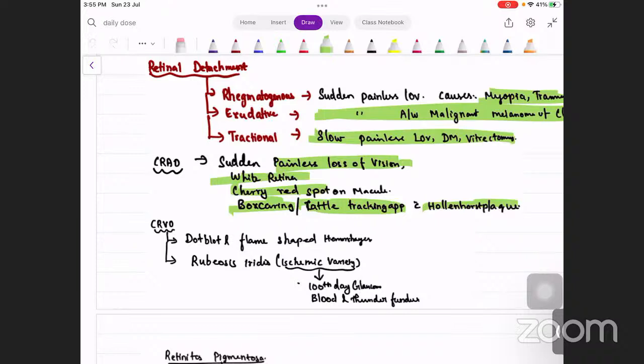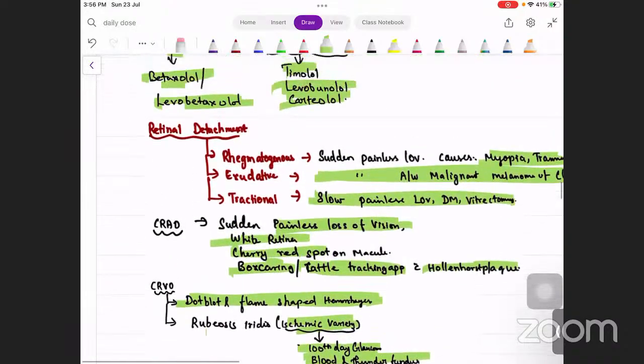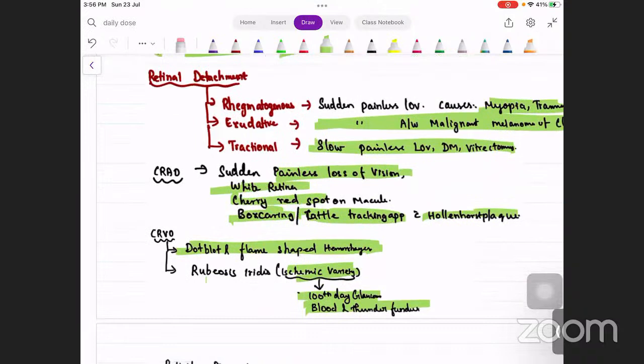Okay, then you have CRVO. Dot-blot or flame-shaped hemorrhage you may see with CRVO. And rubeosis iridis you may see in the ischemic variety, especially 100-day glaucoma and blood and thunder fundus, which are components of CRVO. So cherry red spot on macula, cattle-trucking appearance: CRAO. And blood and thunder fundus, dot-blot hemorrhage, flame-shaped hemorrhage, or 100-day glaucoma: CRVO. So retinal detachment we have seen, CRAO, CRVO we have seen.